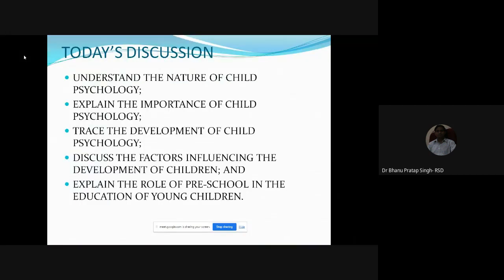And what is the role of preschool in education psychology, in education of young children? So these are the important subtopics of today's discussion, unit number 5 of block 2. First, we will take what is the nature of child psychology. Although we have discussed what is the nature of psychology, here we will discuss what is the nature of child psychology.